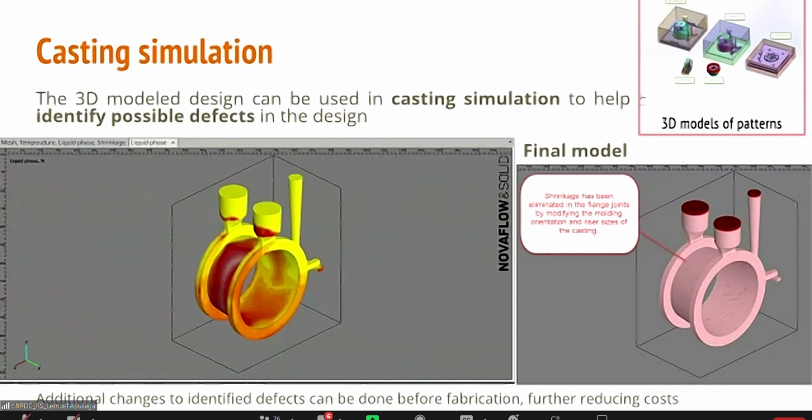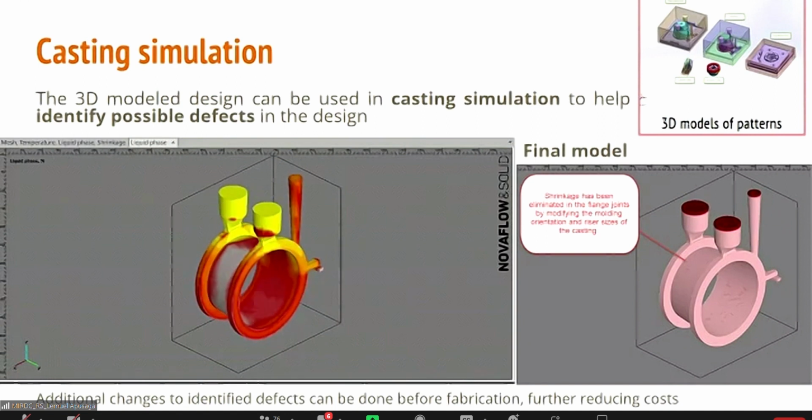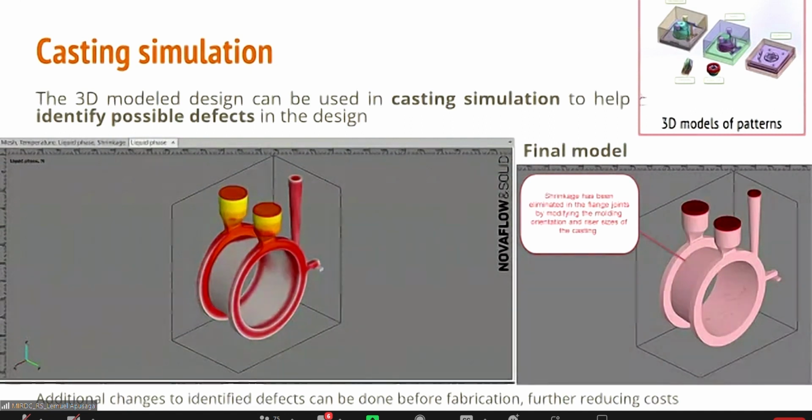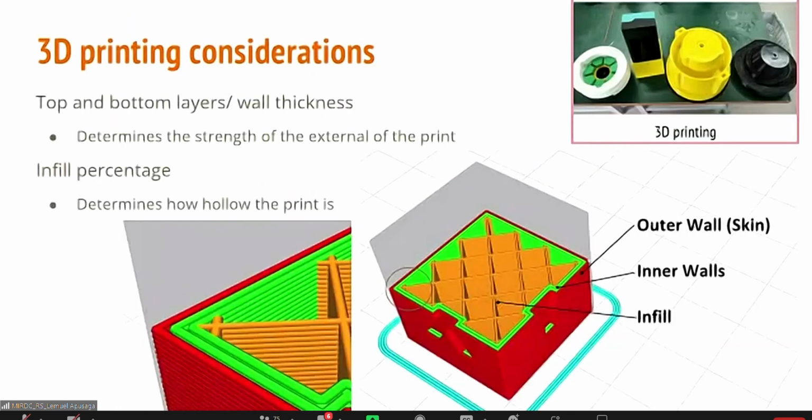You can choose what defect you want to see, and then once all of the defects are solved, you proceed to your 3D printing or to the design of your patterns. For 3D printing, what you will need to consider is how strong your pattern needs to be, and that decision depends on the volume of the part that you want to make.